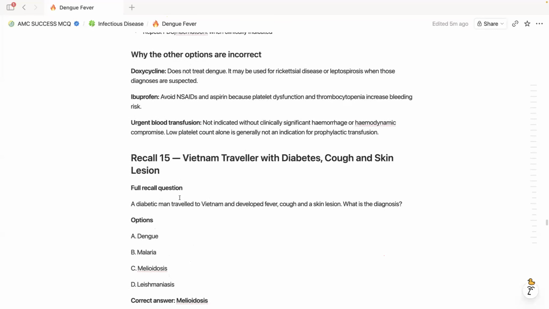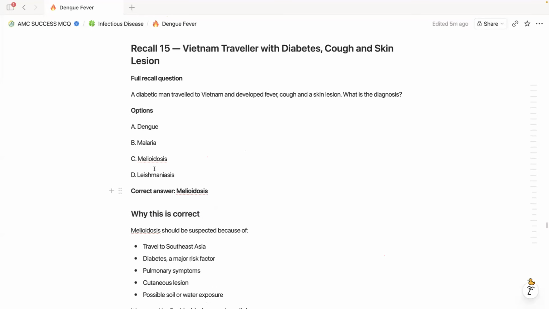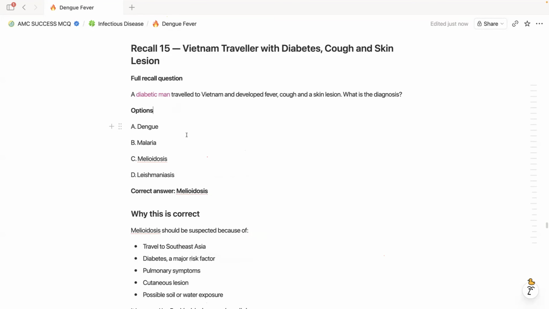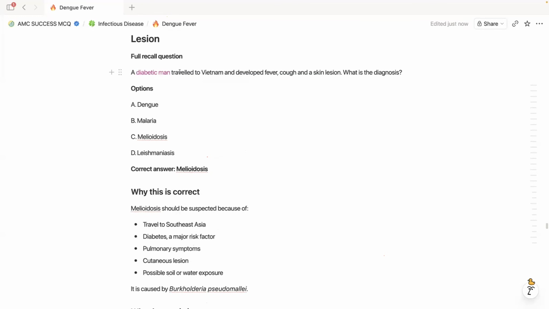And this one is different. A diabetic patient traveled to Vietnam and developed fever, cough, and skin lesion. What is the diagnosis? Dengue, malaria, melioidosis, leishmaniasis. Here, the diabetic was added. See how the answer changes. This is a diabetic patient with travel history, fever, cough, skin lesion. With the travel, fever, cough, lesion, we could go with dengue, but there is another clue in this.